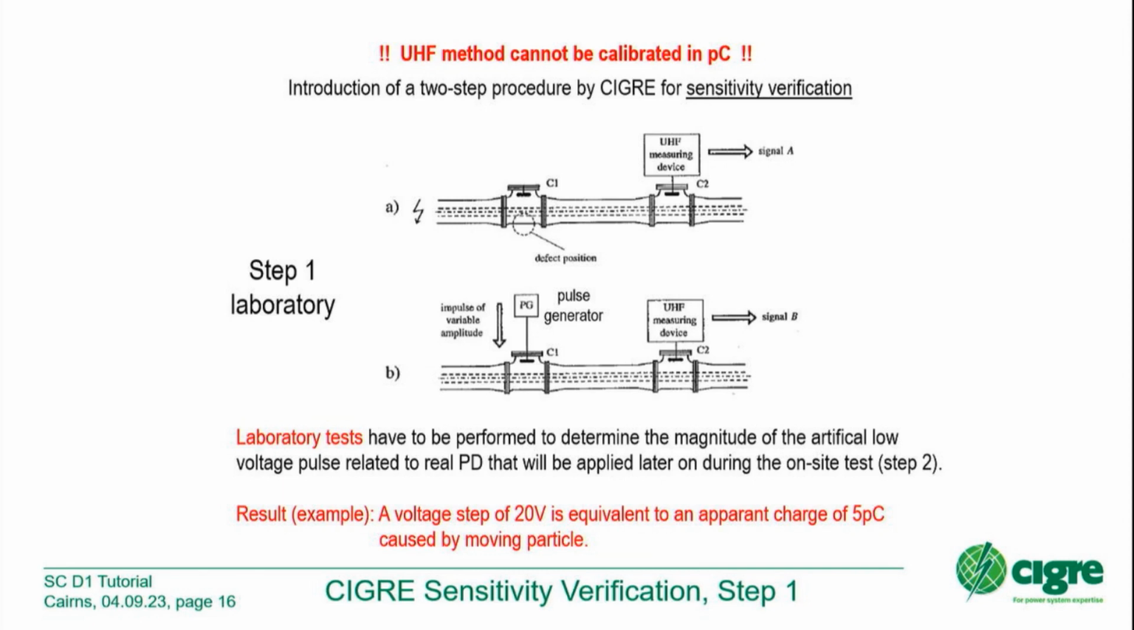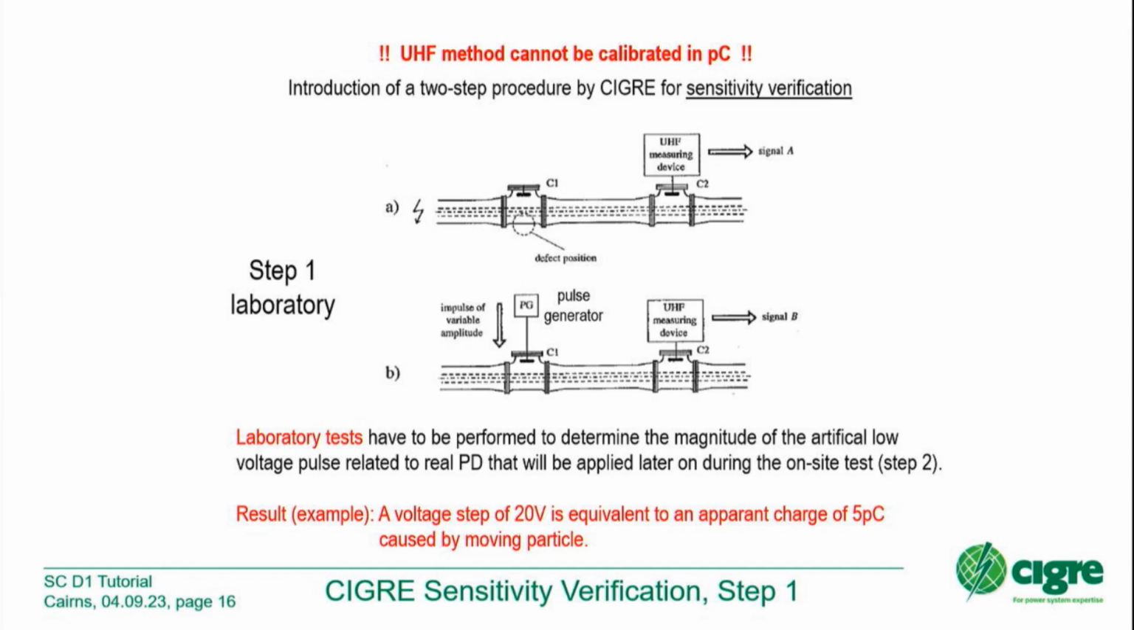If we have in both cases the same reading, we can have a look at this pulse generator, and this is the step voltage. Maybe this instrument is showing 20 volts. So then it was quite clear, sensitivity verification step 1: the result is that 20 volts from the pulse generator is equivalent to 5 pC apparent charge from IEC 60270. Understood? Very easy, but often this was done in the wrong way, but that's a different story.